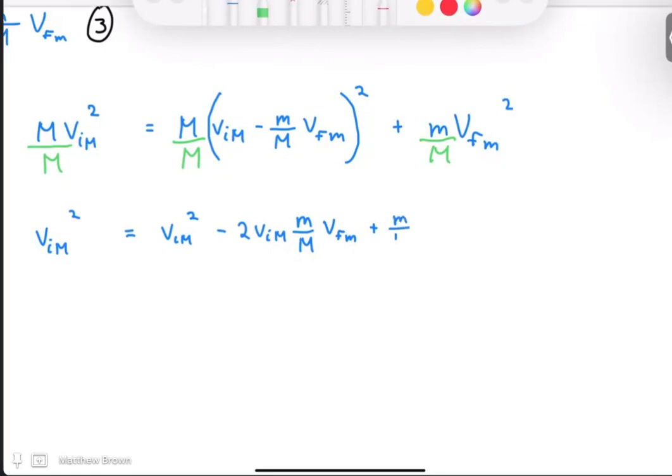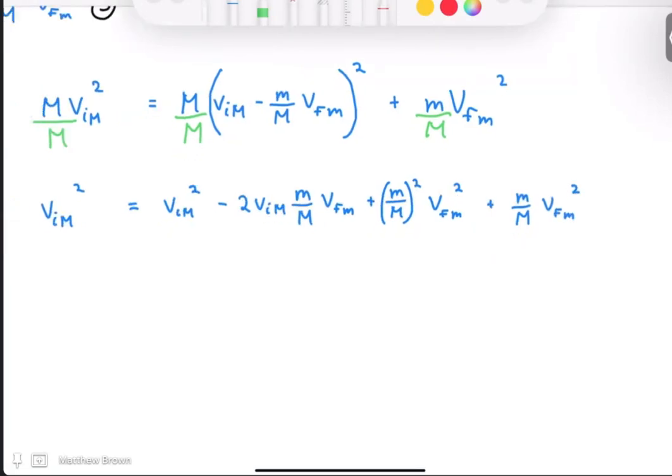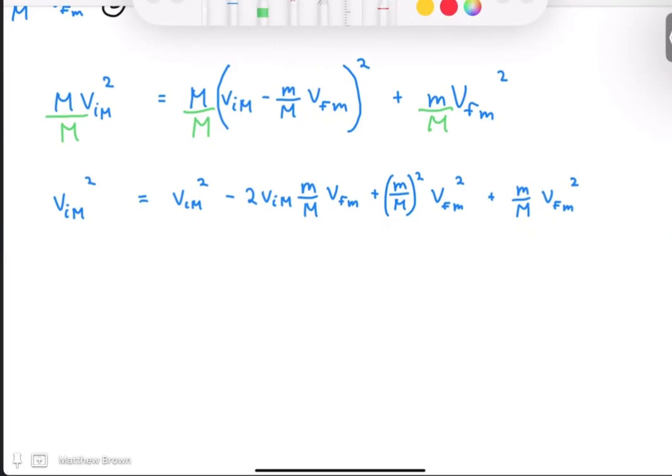Little m over big M, and I don't know, I'll just write it like that, squared, and V final of little m squared. All plus little m over big M and V final of little m squared. So this does seem to be a little bit more of kind of a math exercise, but I think it'll clean up a little bit right now.